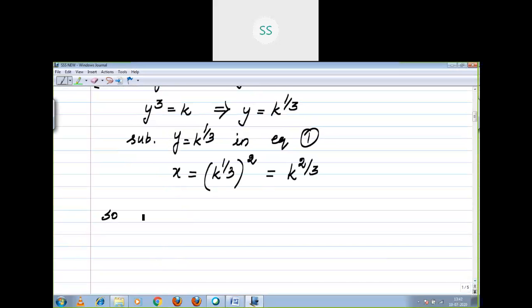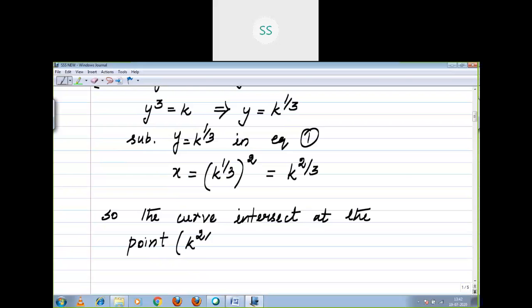So the two curves intersect at the point where the x value is k power 2 by 3 and the y value is k power 1 by 3.